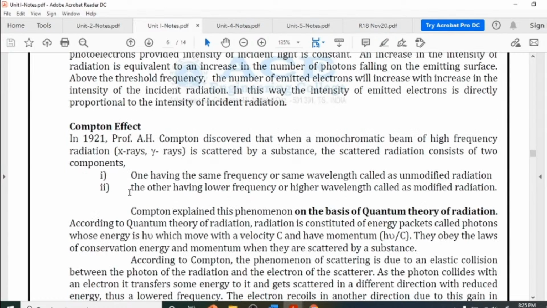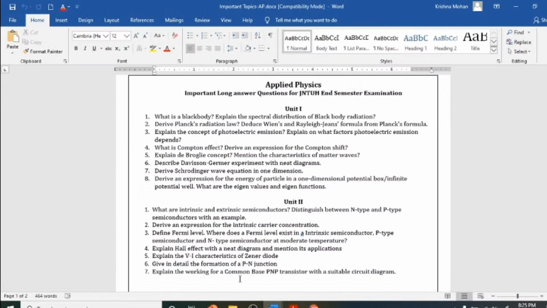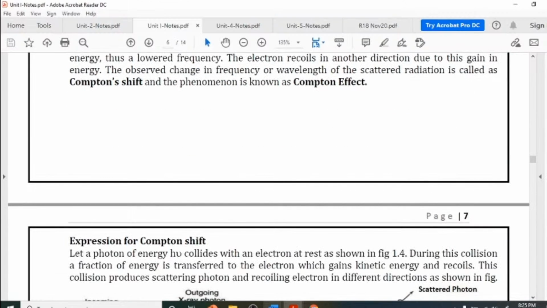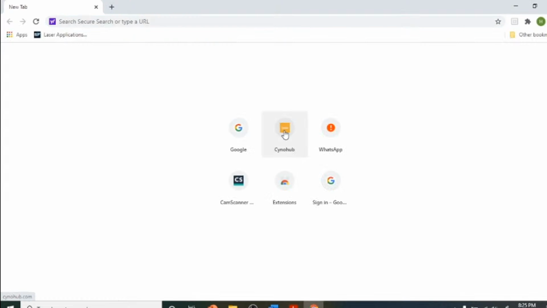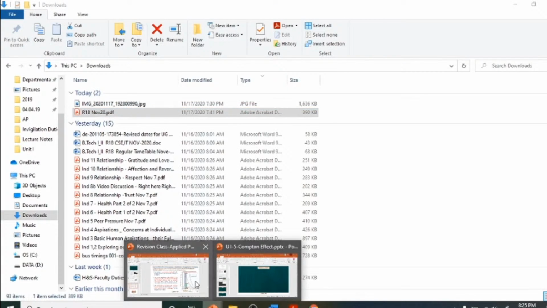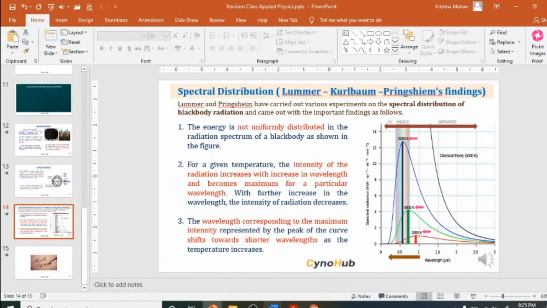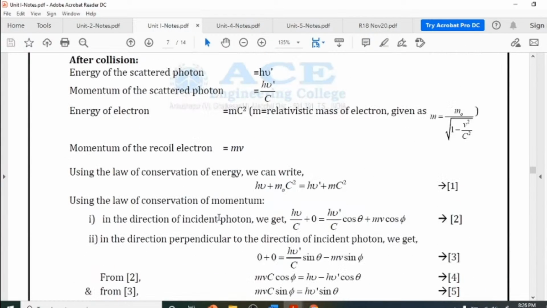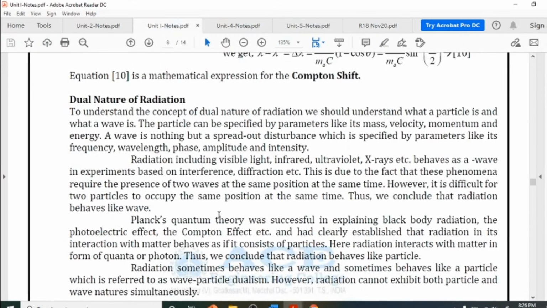Compton effect, if it is asked, then you need to derive an expression for Compton shift. That is there in the notes. Just have a go through. And there is a video too. I would show you a video on our website. Just give me some time. So I will go to that one and just show you. Yeah. So this is about Compton effect. So that notes is available. You can have a go through.